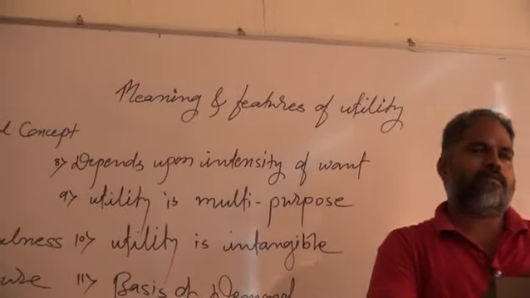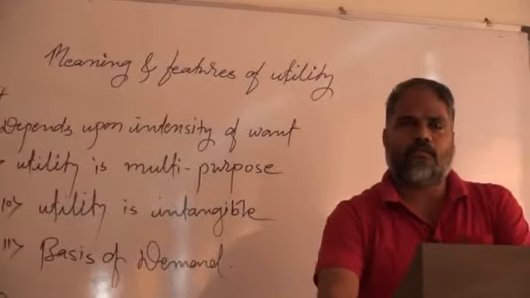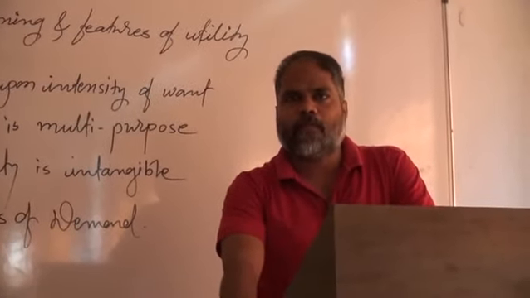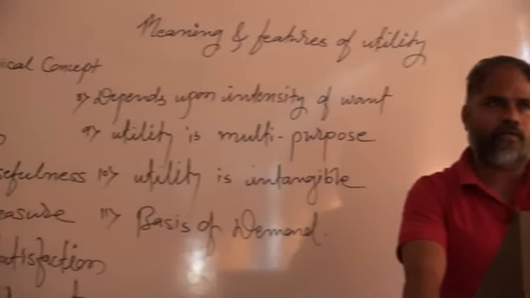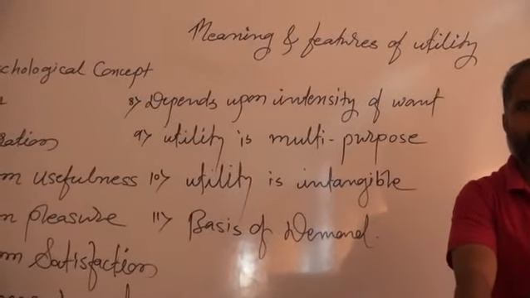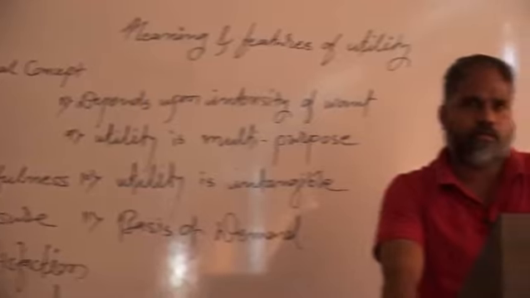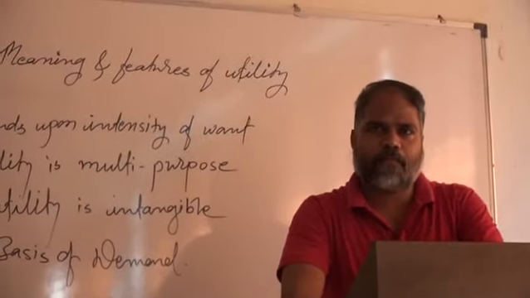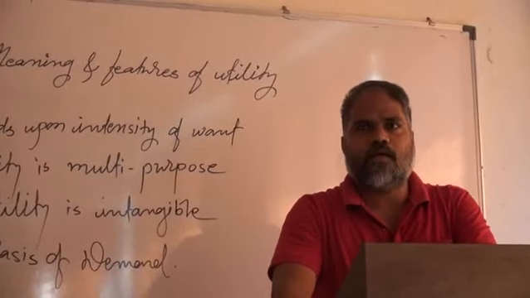In short, in this second chapter we have to discuss the meaning of utility, then the features of utility, then the types of utility. And the most important, we have to discuss the law of diminishing marginal utility with assumptions and exceptions.